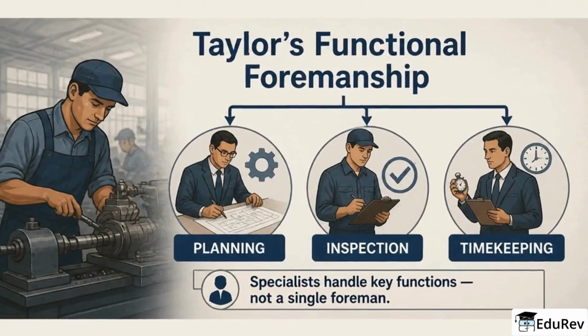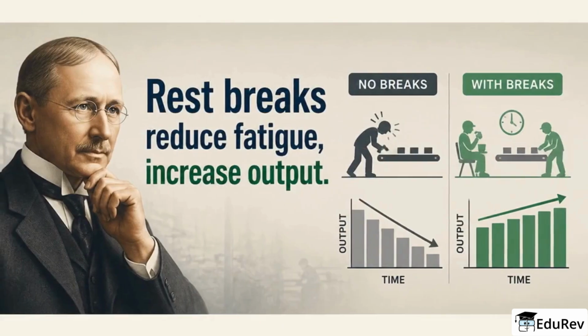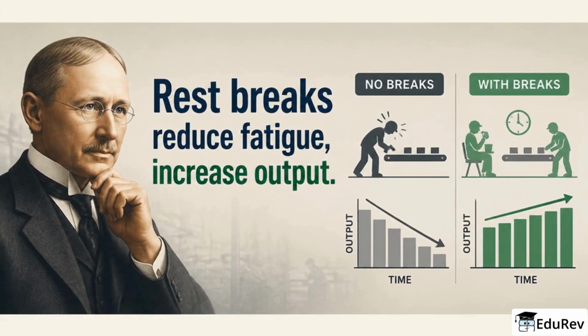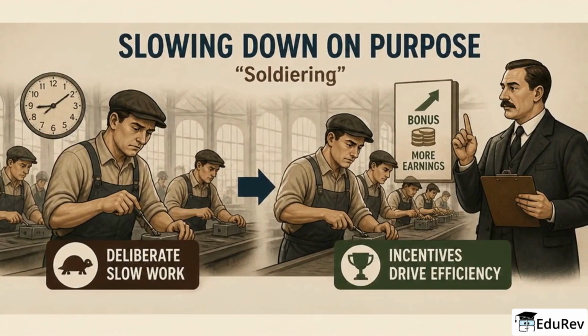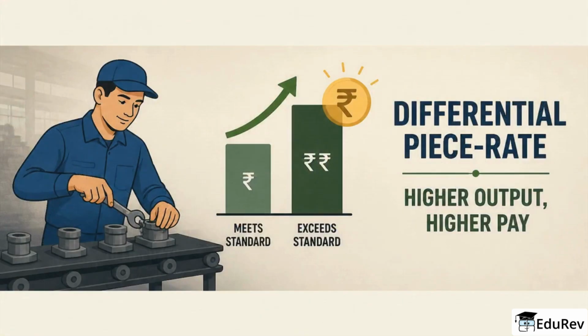Taylor introduced functional foremanship, where specialists handled planning, inspection, and timekeeping instead of a single foreman. He noticed that rest breaks could increase overall output because they reduced fatigue, challenging older beliefs. He also observed soldiering, where workers deliberately worked slowly and proposed incentives to counter it. A famous tool was the differential piece rate system. Workers who exceeded standards earned higher pay.